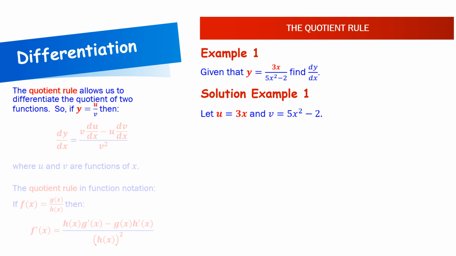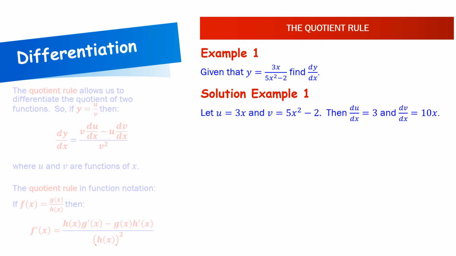We're going to let u equal 3x, since it's the numerator, and v equal 5x squared minus 2, since this is the denominator. So we have du dx equals 3, we've simply differentiated 3x, and dv dx equals 10x, we have of course differentiated v equals 5x squared minus 2. We will now plug in these expressions into the quotient rule.